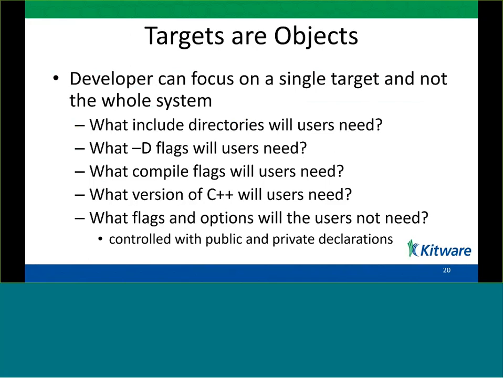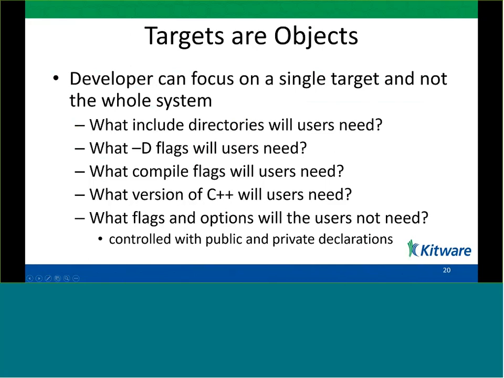You know, what include directories will the user need when they compile against my code? What -D flags will the user need when they compile against my code? What compile flags does the user need when they compile against my code? What version of C++ is the user going to be required to use with this library? What flags and options will users not need?